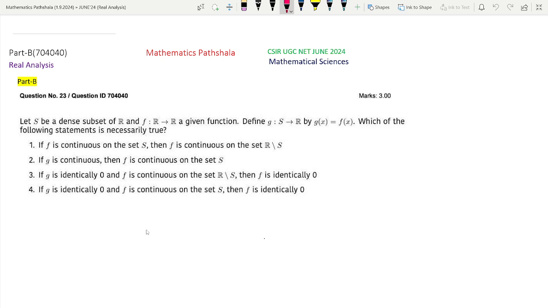Option 1 says that if F is continuous on the set S, then F is continuous on the set R minus S. Option 2 says that if G is continuous, then F is continuous on the set S. Option 3 says that if G is identically 0 and F is continuous on the set R minus S, then F is identically 0. Option 4 says that if G is identically 0 and F is continuous on the set S, then F is identically 0. So one by one we will discuss these options.